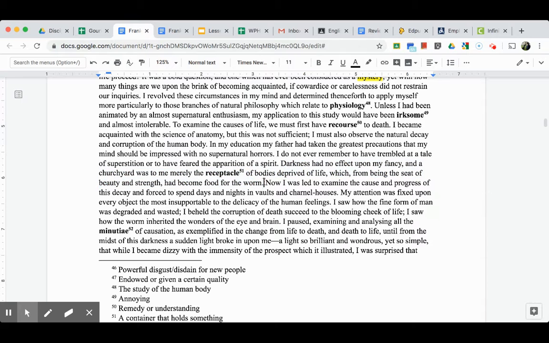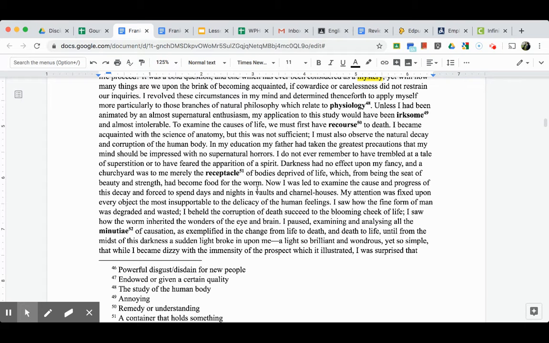He just saw them scientifically. "Now, I was led to examine the cause and progress of this decay, and forced to spend days and nights in vaults and charnel houses." So he's spending days and nights in basically places where they exhume dead bodies.